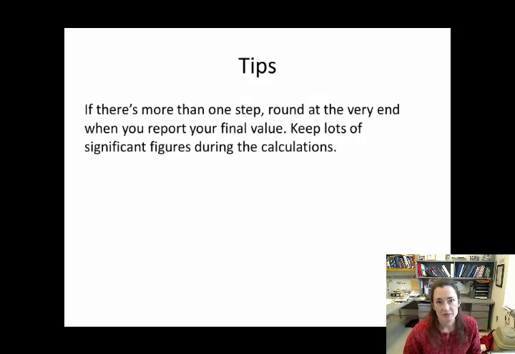Now notice that I did a couple of things, and I'm going to go over these. If there's more than one step, what you're going to do is round at the end when you report your final value. If you remember from the previous slide, I kept digits. I said 12.33 and 0.289, and I didn't round until the very end when I reported my final value. That's what I want you to do. Otherwise, you're going to get rounding error.